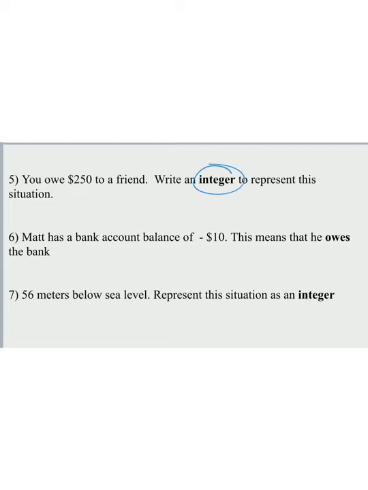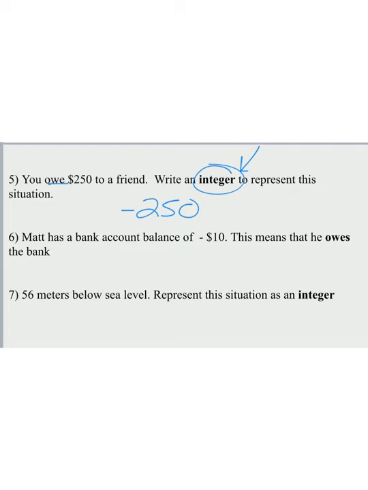Okay, the next one, number 5, it says you owe $250 to a friend. Write an integer to represent this situation. Integers, remember, can be negative or positive. So if we're writing an integer to represent how much we owe, it is a negative 250. Because they use that word integer, it is okay to make it negative.